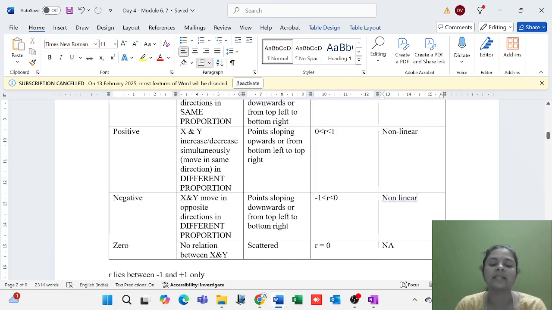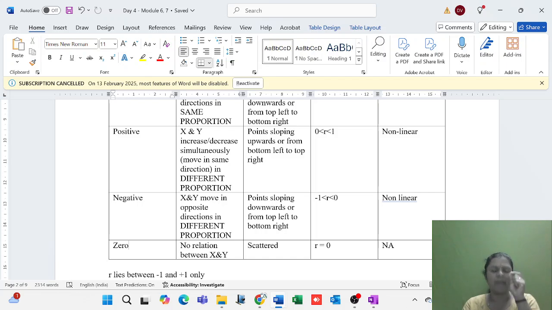And the last is zero correlation, where there is no relation between x and y. The graph will be totally scattered. There will be no upward or downward pattern at all. The graph will be completely scattered all around. And the value of r is 0.